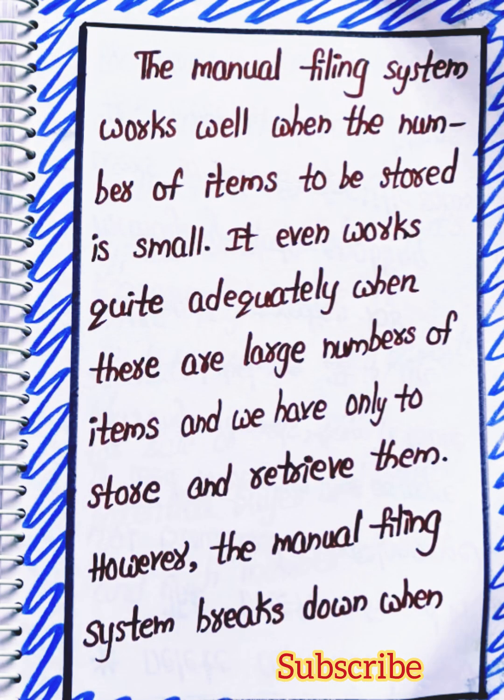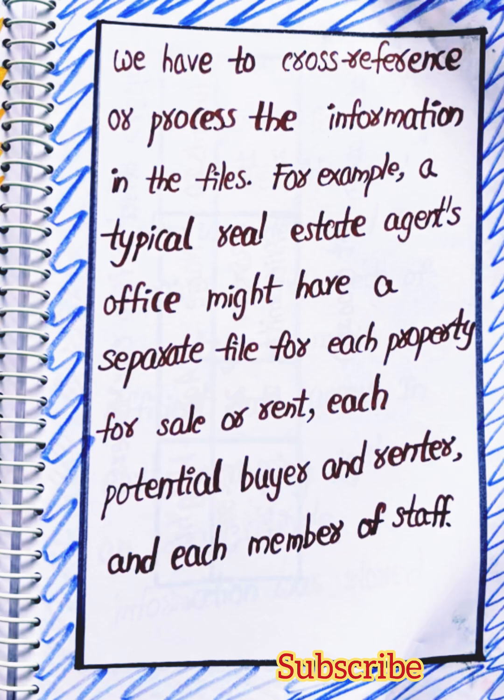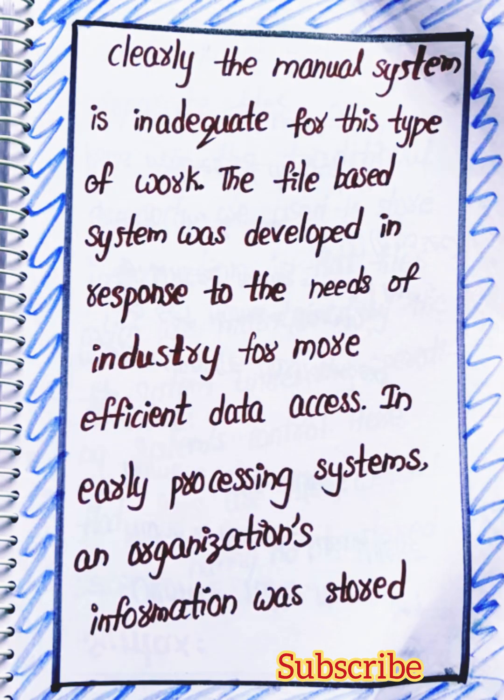The manual filing system works well when the number of items to be stored is small. It even works quite adequately when there are large number of items and we have only to store and retrieve them. However, the manual filing system breaks down when we have to cross-reference or process the information in the files. For example, a typical real estate agent's office might have a separate file for each property for sale or rent, each potential buyer and renter and each member of staff. Clearly, the manual system is inadequate for this type of work.